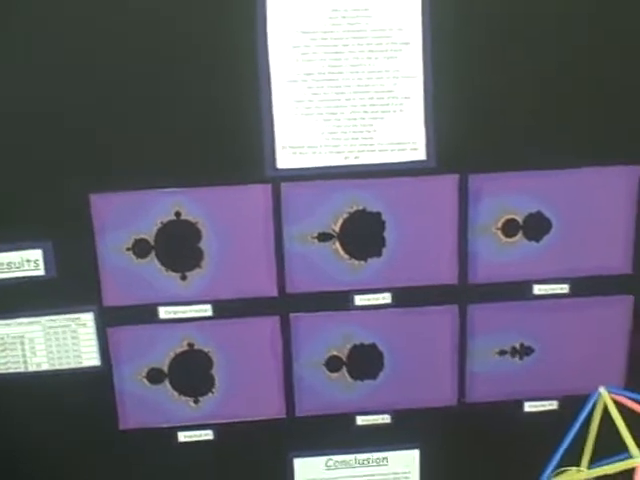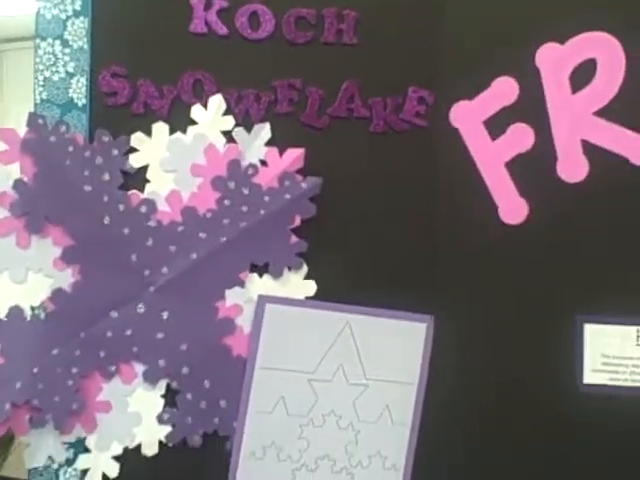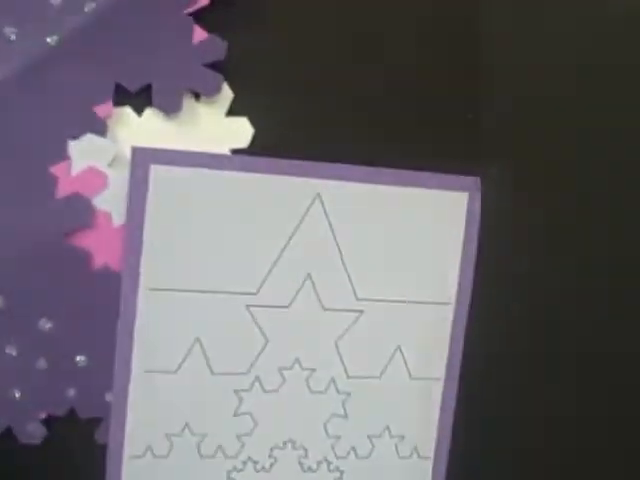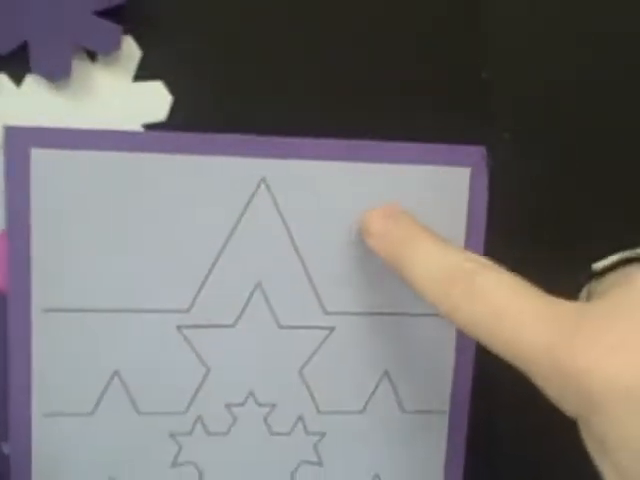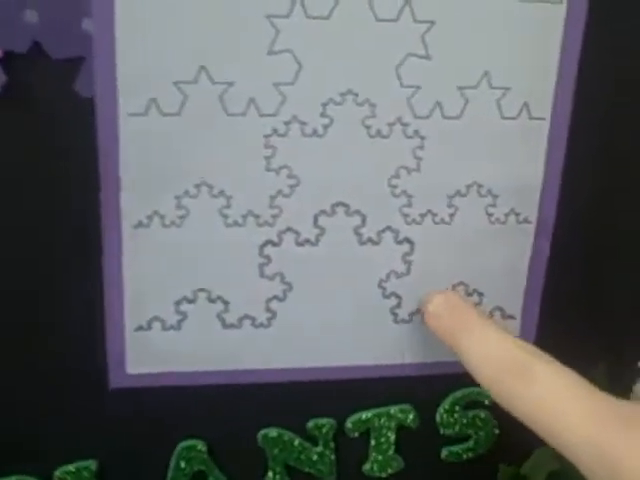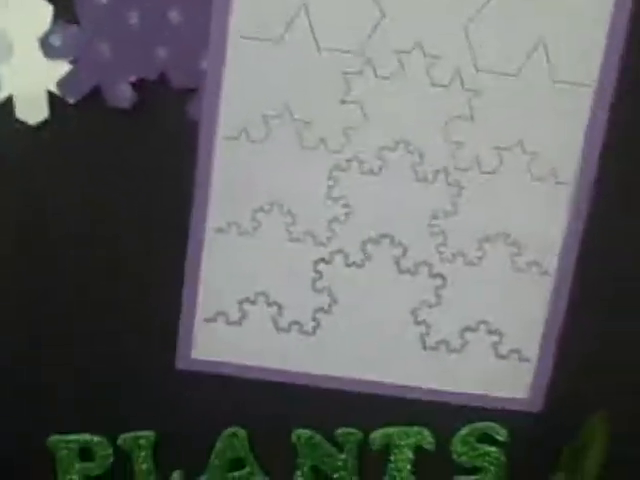I also was researching other fractals in nature. For example, you have the Koch snowflake, and I did a couple of different pictures of this. This is how it starts off, and it goes all the way down, and it would not necessarily stop there, it would keep going, but it gets so small that you can hardly tell.